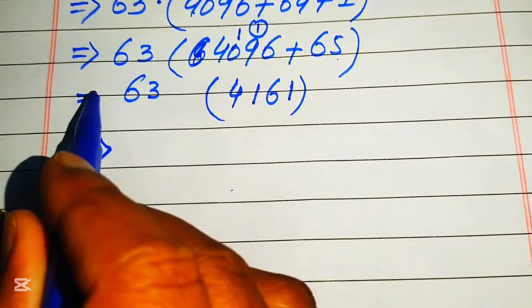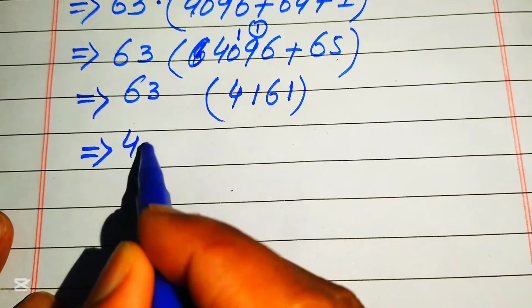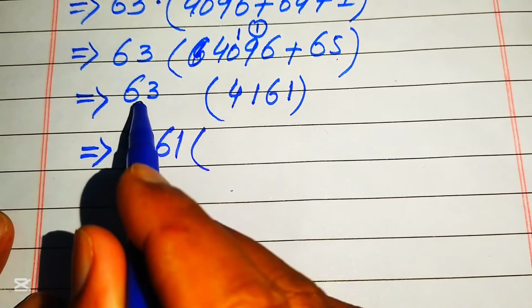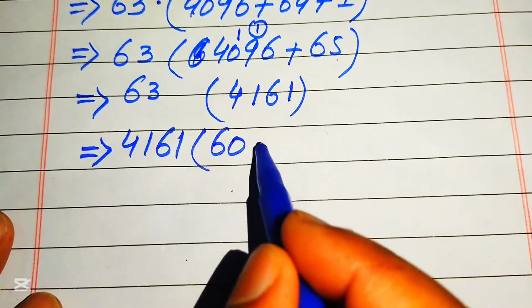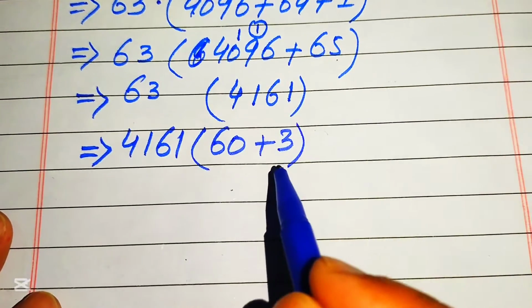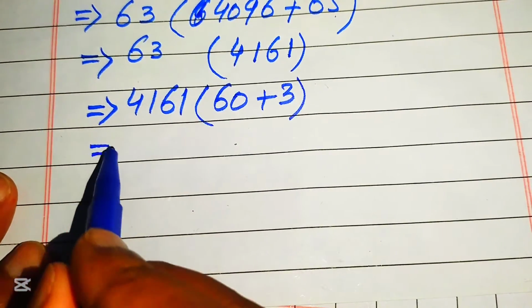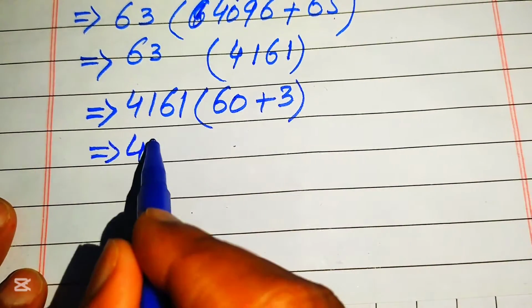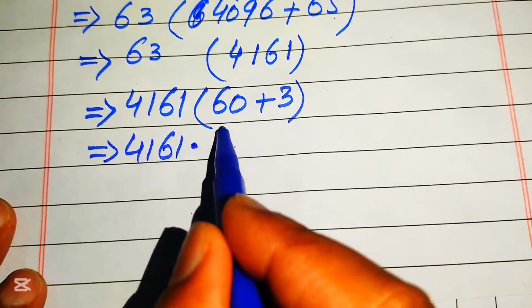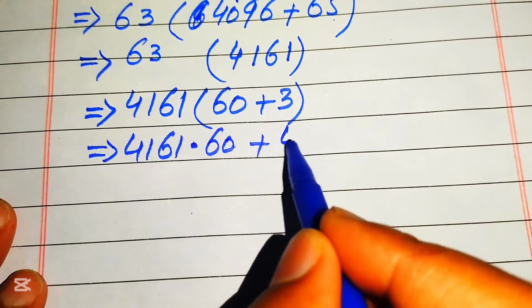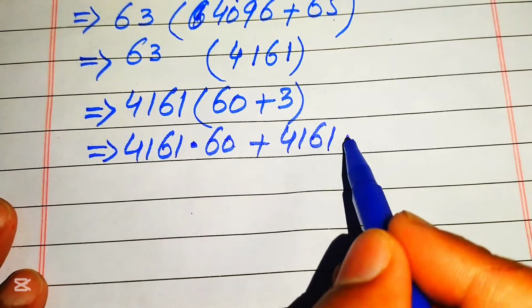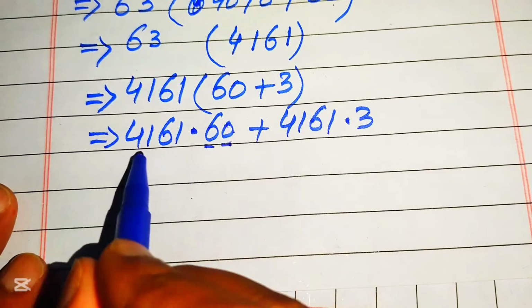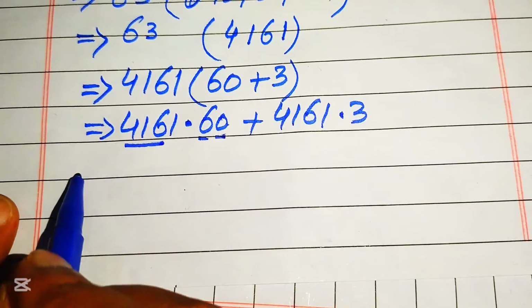So now we need to multiply this number with this 63. So we rewrite this algebraic expression as 4161 multiplied by 63. So we write this 63 as 60 plus 3. So again we multiply 4161 with these two values, and it will be written as 4161 multiplied by 60 plus 4161 multiplied by 3. So here we again consider this is a 2-digit number and this is a 1-digit number.